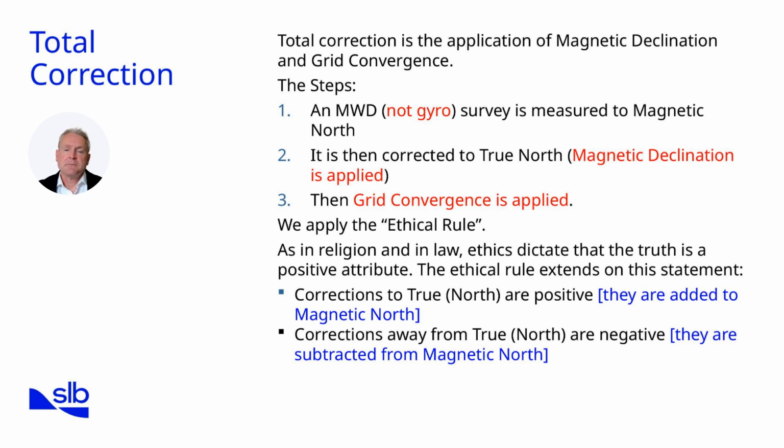By understanding and applying total correction, we guarantee that survey azimuths align exactly with the coordinate reference system used for the geological targets. In other words, it makes sure the data collected downhole matches the map you are drilling against.